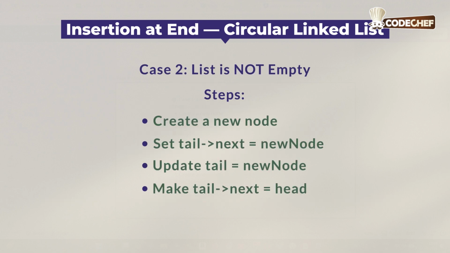Case 2: the list is not empty. So create a new node, set tail's next to the new node, update tail to the new node, and make tail's next become the head. So think of it like this: you are adding a new person at the end of a circle, they must still hold hands with the first person.